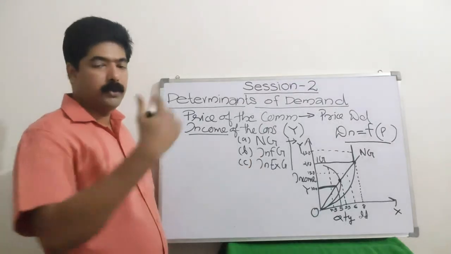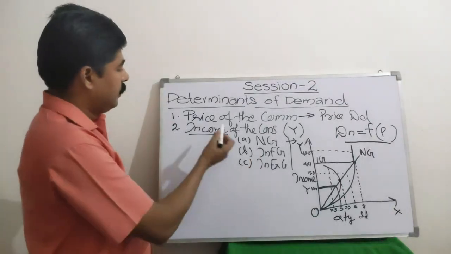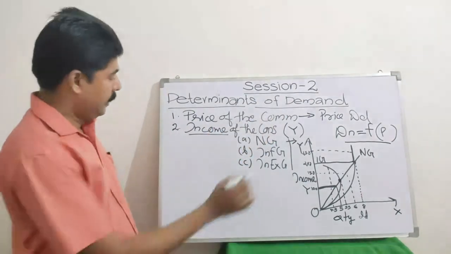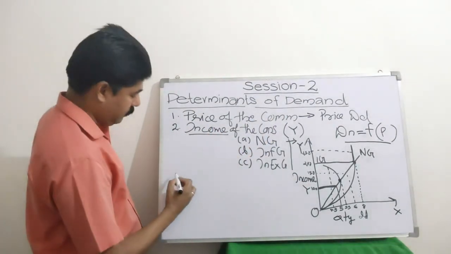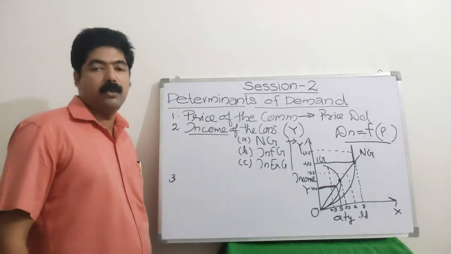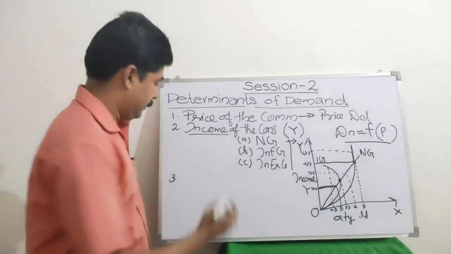Now we move to the third determinant. We have discussed the price of the commodity and the income of the consumer, and the third one you can note down. The third determinant is consumers' taste and preferences.